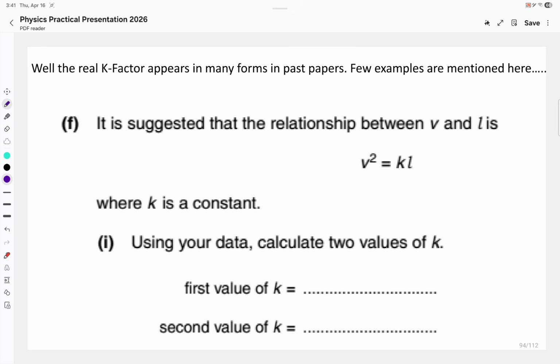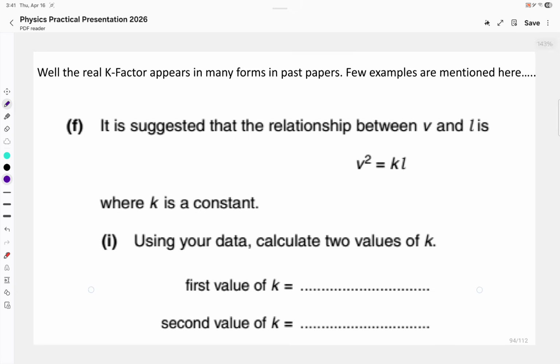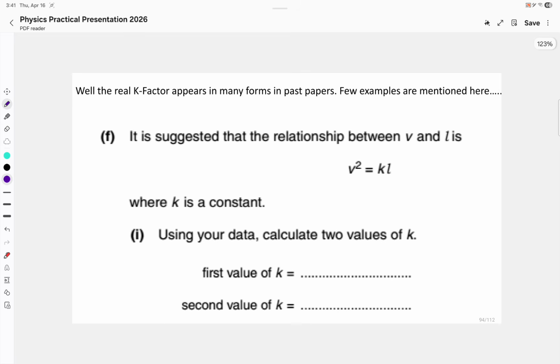and it appears in many forms in past papers. Everyone watching my video in the month of April, and in the last week of April you have the paper 3 exam. So I believe every one of you has enough practice on paper 3 for both the questions, so you know exactly what the drill is, how to handle the K factor.